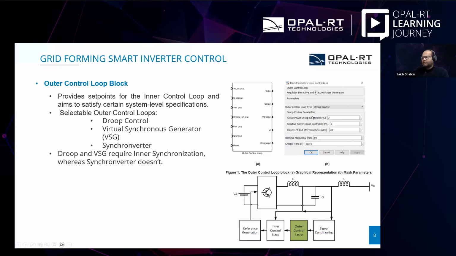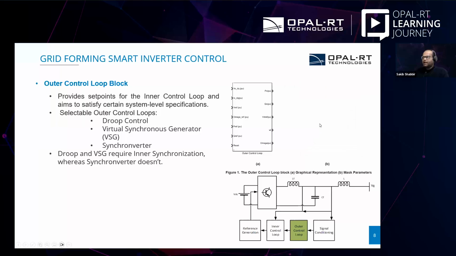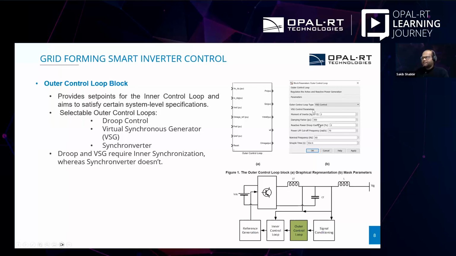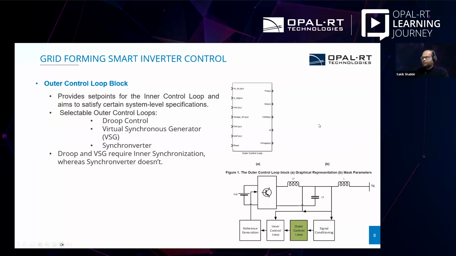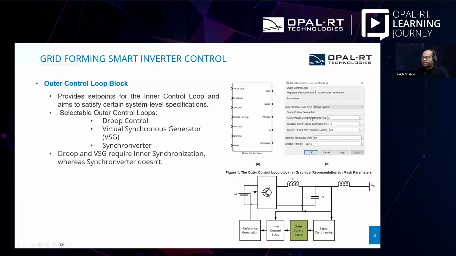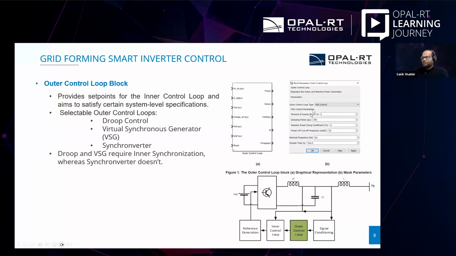While choosing, the user usually is required to choose which particular outer control loop they need to use. With the current version, we have the Droop control, the virtual synchronous generator control, and the sync converter control already provided with the outer control loop. Depending on the choice, different parameters are required. For Droop control, the user merely needs to provide the Droop coefficients. For the virtual synchronous generator control, they need to provide some inertia characteristics.